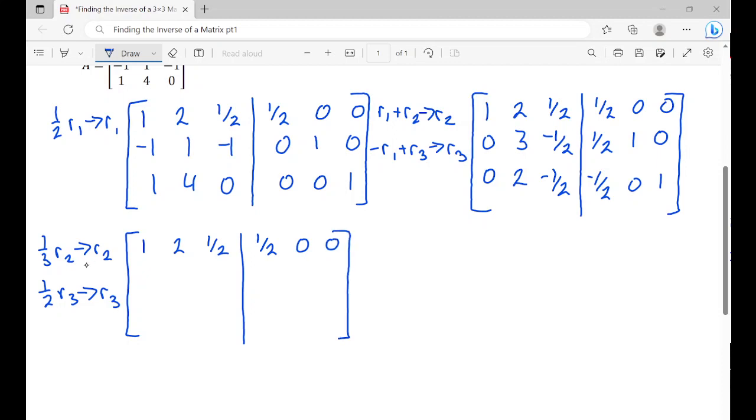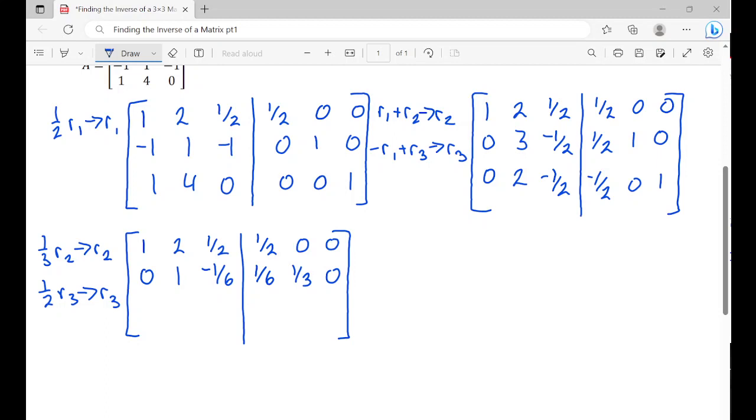And now 1/3 times 0 is 0. 1/3 times 3 is 1. 1/3 times negative 1/2 is a negative 1/6. 1/3 times 1/2 is a positive 1/6. 1/3 times 1 is 1/3. 1/3 times 0 is 0.